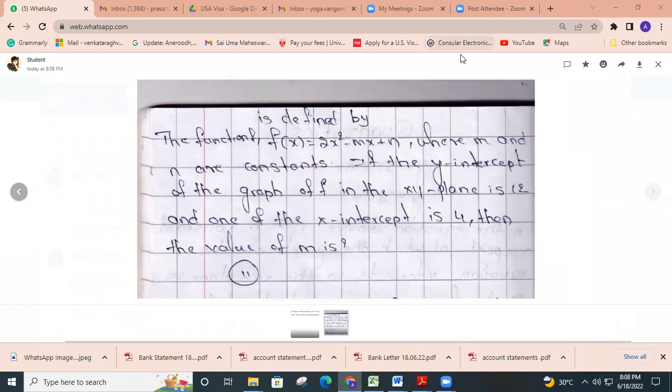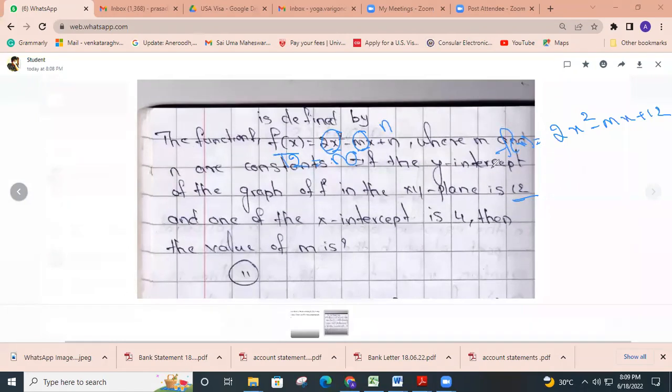Now they clearly gave me the y-intercept is 12. What is the meaning of y-intercept? The value of f of x when x is equal to 0. So plug in x equal to 0. This becomes 0, this also becomes 0, 0 minus 0 is 0, so 0 plus n is n. So the value of n is 12. So my equation becomes f of x equals 2x squared minus mx plus 12.